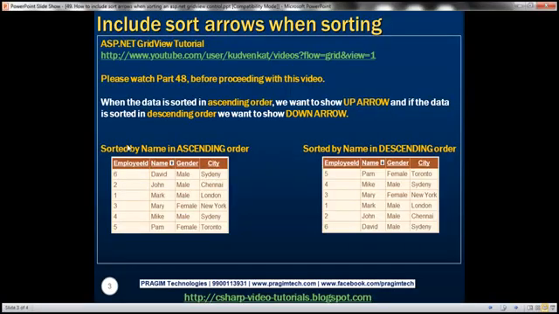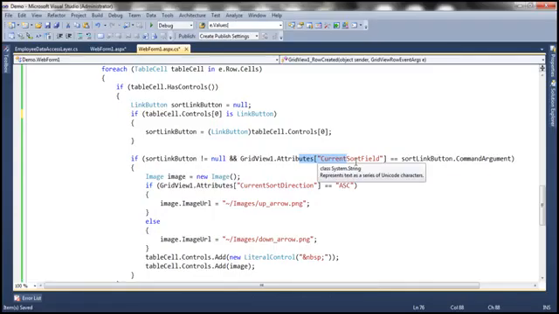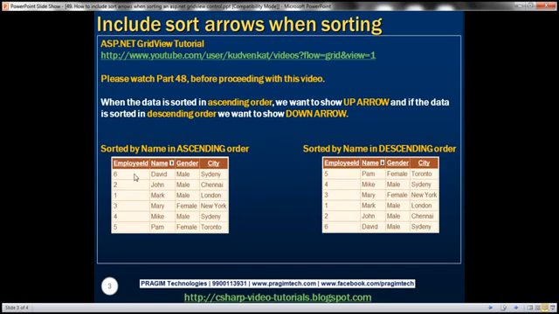So if you look at this link button here, when I click on that link button, a sort command is raised, and then the command argument property of that link button contains the name of the column by which we want to have the data sorted. So we are using that command argument property and matching that with the current sort field attribute. If both of them match, then we know for sure the data is sorted by that column. So at this point we know by which column the data is sorted.